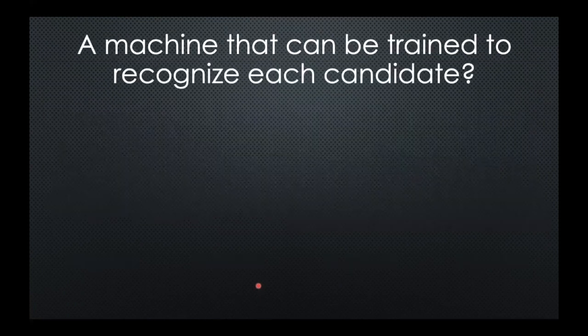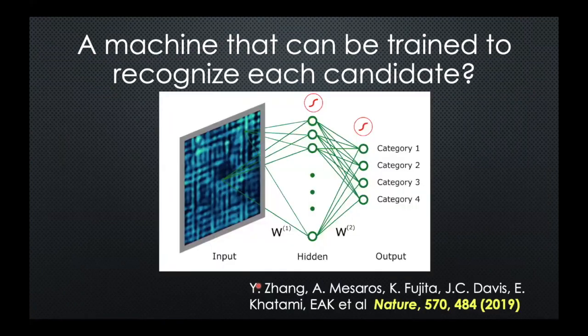So can we think of a machine that can be trained to recognize each of these candidates? And can we see whether that machine can pull out, having been trained objectively to look for a motif, can we ask this machine to tell us, so which one of these motifs are you seeing?